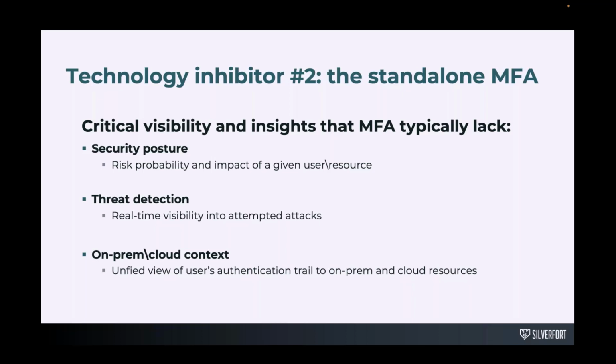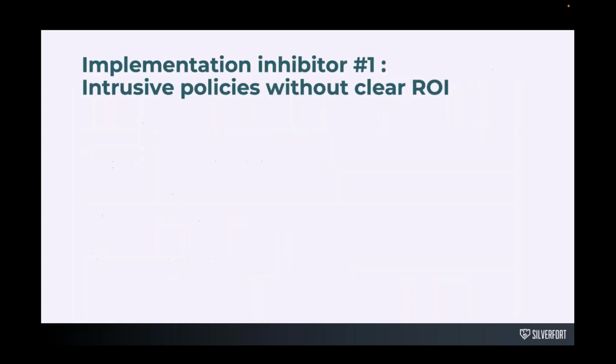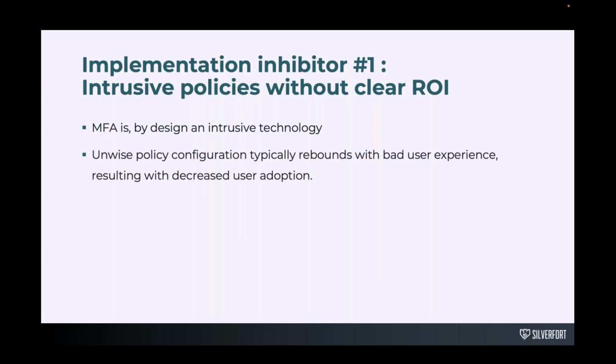And when I'm talking about making the right decision, this leads us straight to the next implementation inhibitor, inhibitor one, and this is intrusive policies without clear ROI. I think we can all agree that MFA is the most intrusive security measure that exists, right? So you need to be very smart about when do I prompt MFA? Who do I prompt MFA? What are the circumstances? If I don't have visibility to everything that I've shown in the first slide, I won't be able to do that. I'll just end up annoying my users.